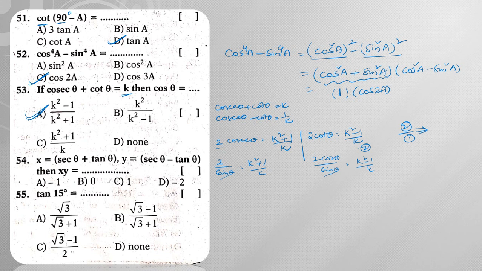Okay. Next, x is equal to secant theta plus tan theta, y is equal to secant theta minus tan theta. If I multiply x into y, I am going to get (a plus b) into (a minus b), which is nothing but secant square theta minus tan square theta. So secant square theta minus tan square theta is equal to 1. Hence xy value is equal to 1.